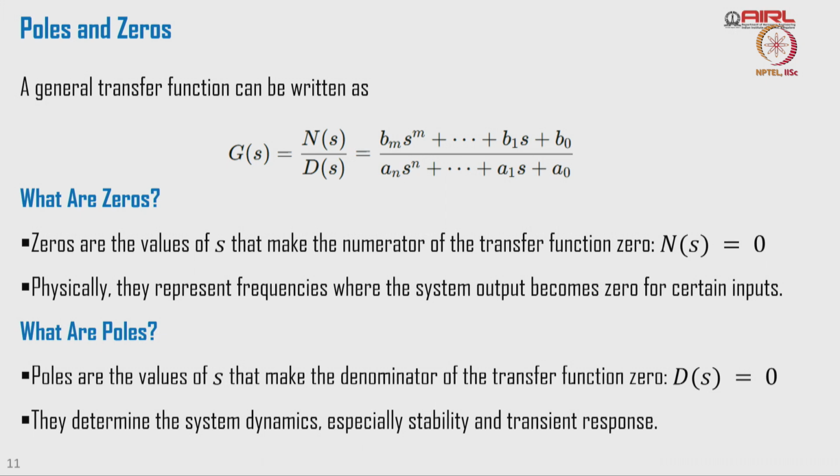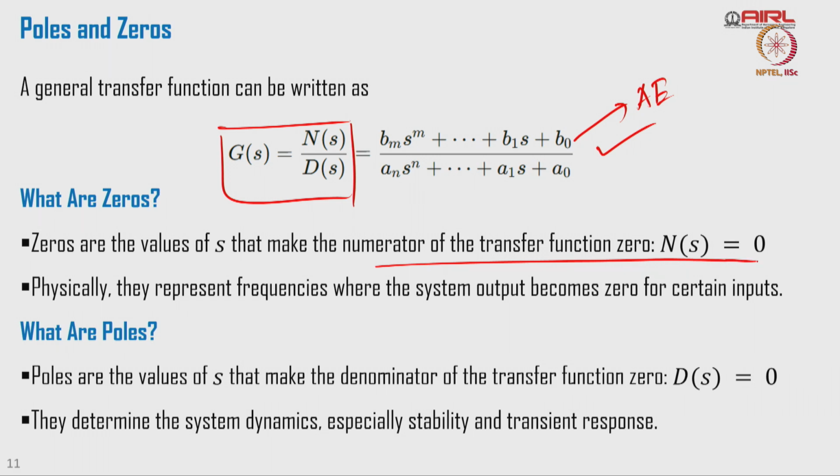Now, I will talk about poles and zeros. When we have a transfer function, it is the ratio of Laplace transform of the output and Laplace transform of the input. So, we can say that the numerator of the transfer function is a polynomial and denominator is another polynomial, but both are algebraic equations. Fine. So, zeros are the values of s that make the numerator of the transfer function 0. That means, if we put this particular condition equal to 0, then what values of s we are getting are the location of zeros. Okay.